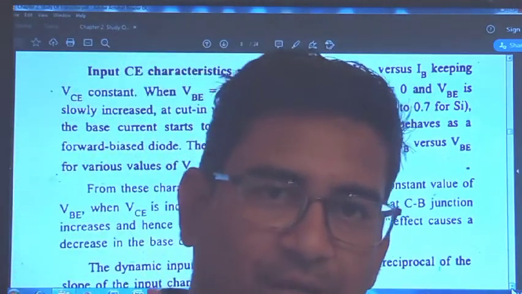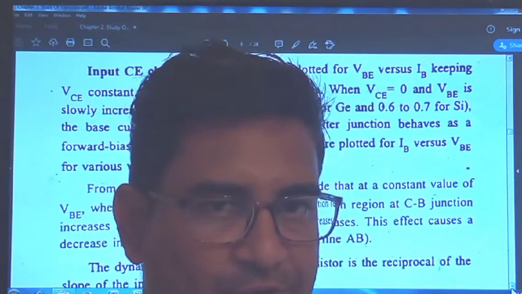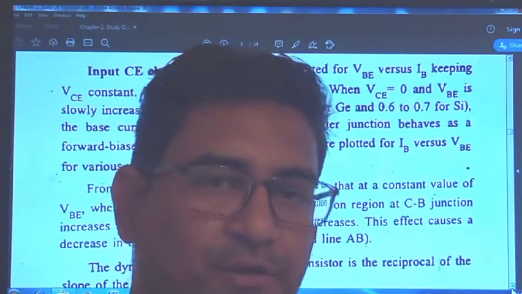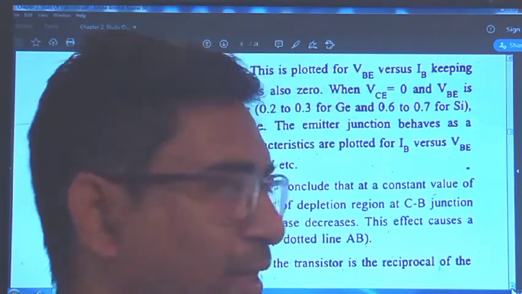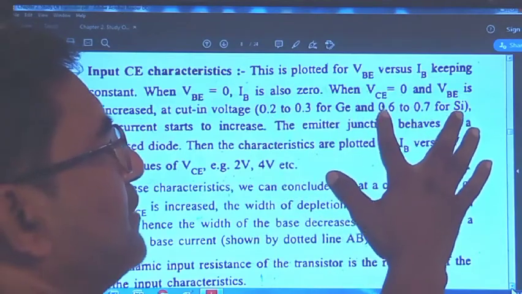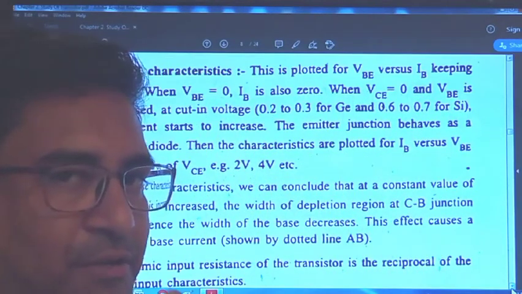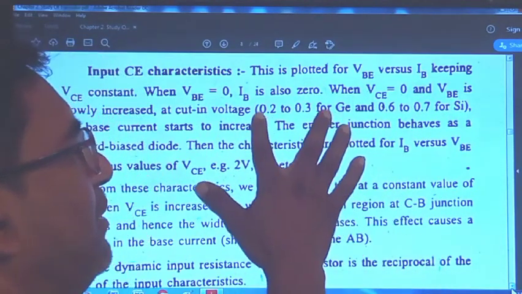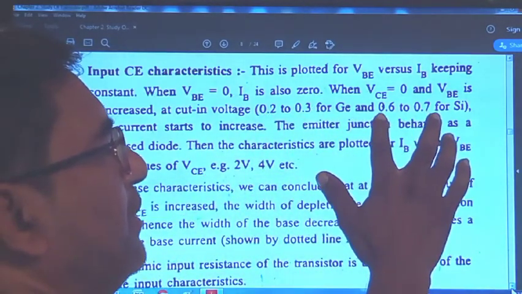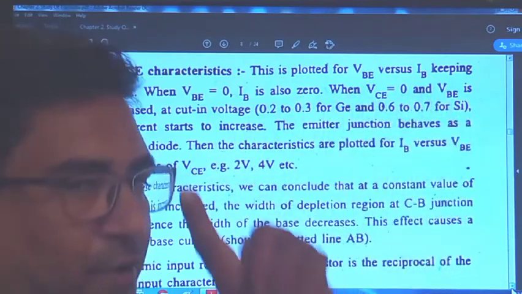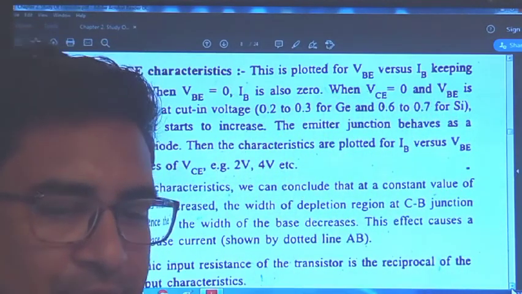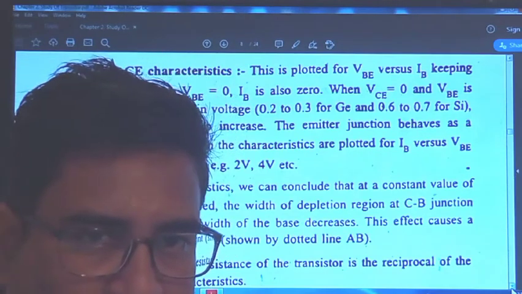The IB is also 0. When VC is equal to 0, the VBE also increases, and the cut-in voltage depends on whether you are going to consider germanium or silicon. If the transistor is of germanium, then the forward value you are getting is 0.2 to 0.3. And in silicon, the forward value which you are getting is 0.6 to 0.7. Okay, that is the cut-in voltage.